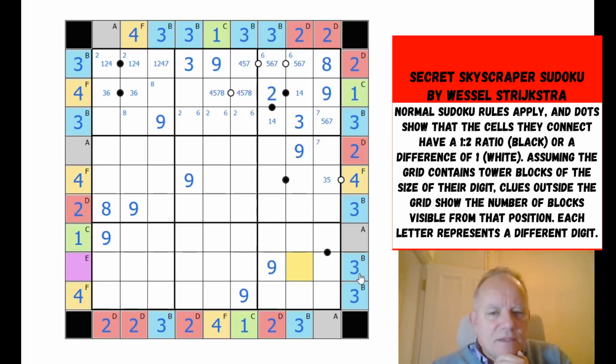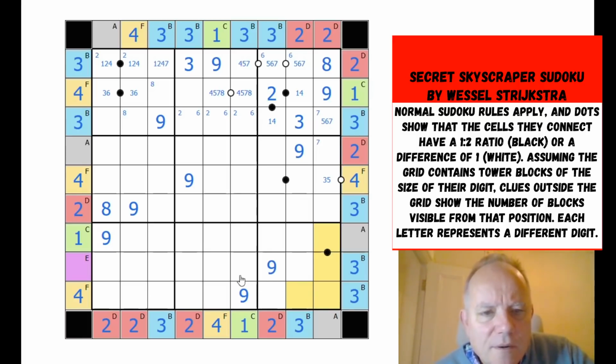Eight can't be there because... No, it can be there. It can't be there because of that 3, but it couldn't be in those anyway. It can't be there. Not helpful. Just not helpful.